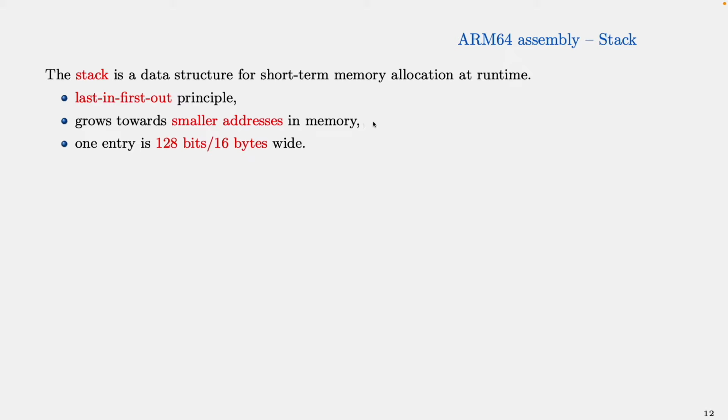As in the x64 architecture, the stack grows towards smaller addresses in memory, so the top of the stack is actually the smallest address on the stack. And every entry of the stack is 128 bits or 16 bytes wide. So note, this is twice the size of a register. So one entry can hold 2 registers.